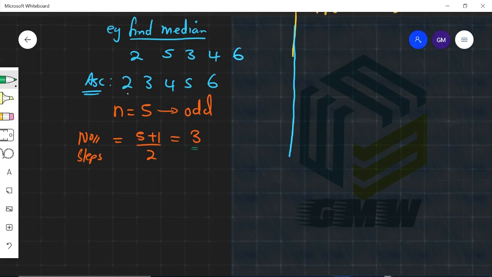So we count 3 steps from the left: 1, 2, 3. We mark the value. Then 1, 2, 3 from the right. We mark the value. So the median is what? 4. Are you there? You understand, right?